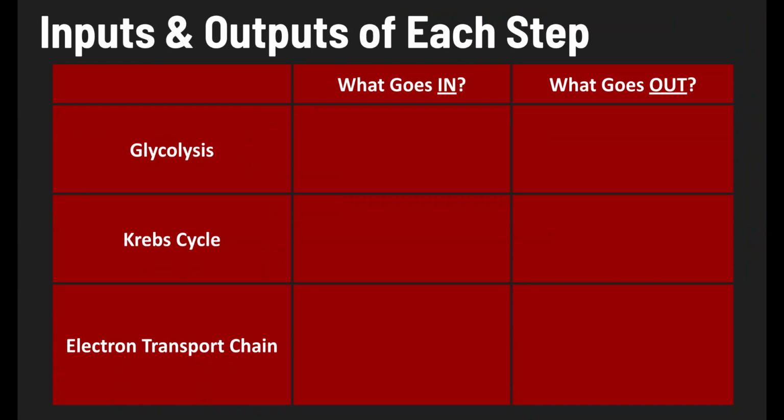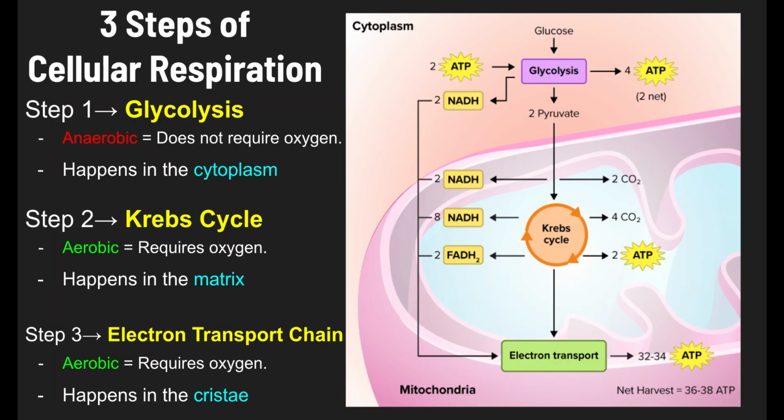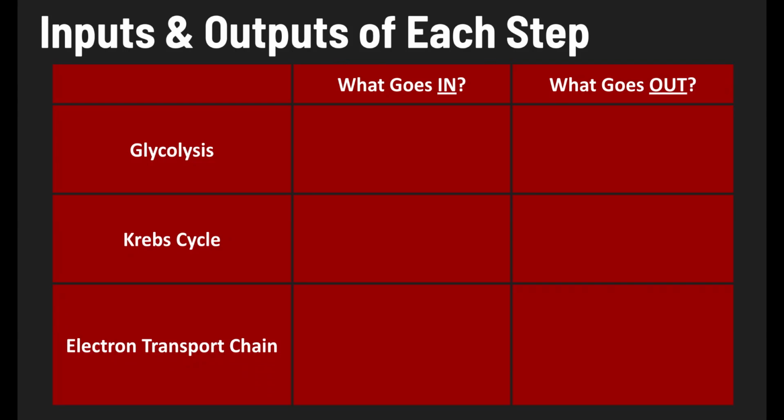Okay, so now let's look at the specific inputs and outputs of each step. During glycolysis, what is it that goes in and what comes out? One glucose molecule goes into glycolysis, and you split that glucose in half, and that creates these 2 smaller molecules called pyruvate. So what comes out of glycolysis are the 2 pyruvates, and you also get a net gain of 2 ATP. So you gain 2 ATP from that step.